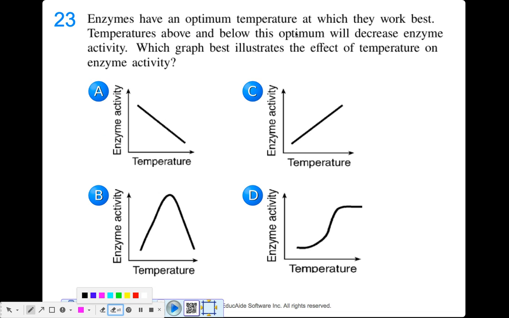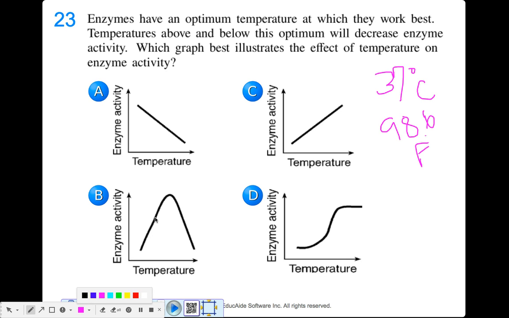Enzymes have an optimum temperature at which they work best. You should know that the optimum temperature for human enzymes is 37 Celsius or 98.6. That's really the only numbers I need you to memorize for this. It's just useful to know. Okay, so those are just for humans. Temperatures above and below this optimum will decrease activity. Which best shows the effect of temperature on enzyme activity?